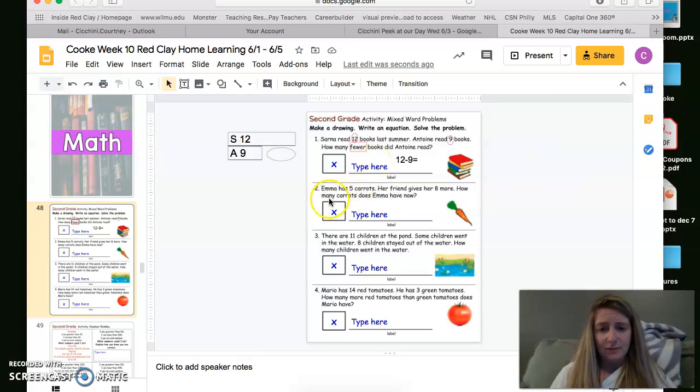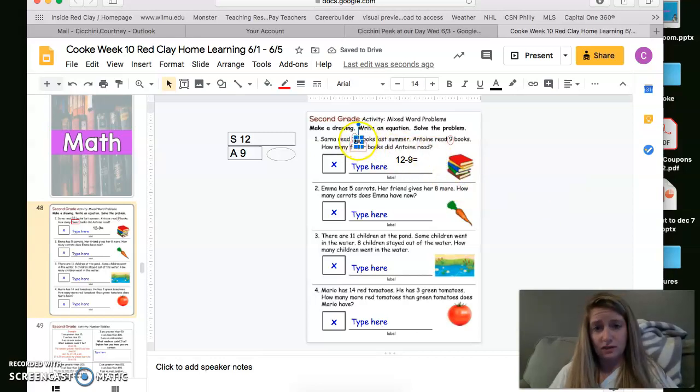Let's look at number 2. I'm going to do 1 and 2 with you, and then you'll do 3 and 4 by yourself. Emma has 5 carrots. Her friend gives her 8 more. How many carrots does Emma have now? I'm going to click on those circles again and do Control C, which is copy, and Control V, which is paste. Then I can just move it down to my new problem.